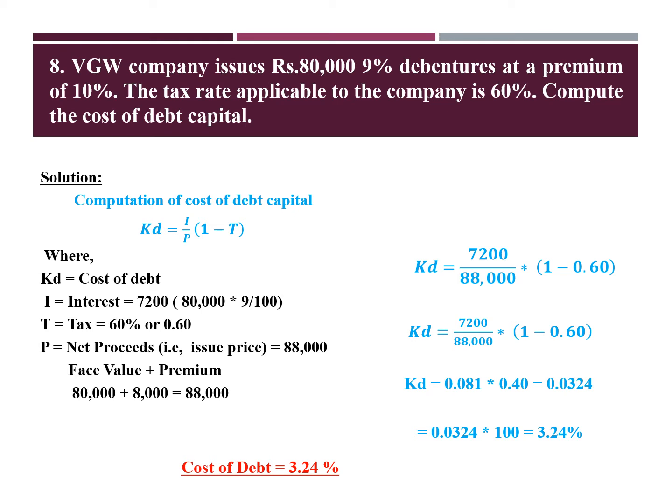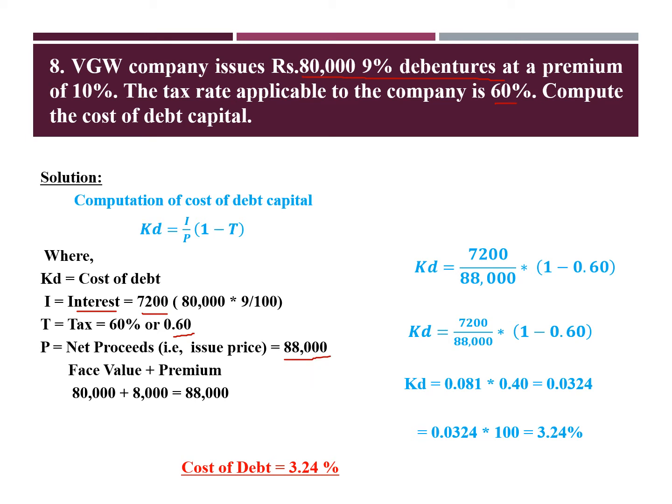Now I is interest. From where did you get? This is 80,000 9% debentures, so I have taken 9% of 80,000, and you will get it as 7,200. Next, tax is 60%, so here it is 60% or 0.60. Now P, net proceeds, that is the issue price. This is 88,000. How did you get this?